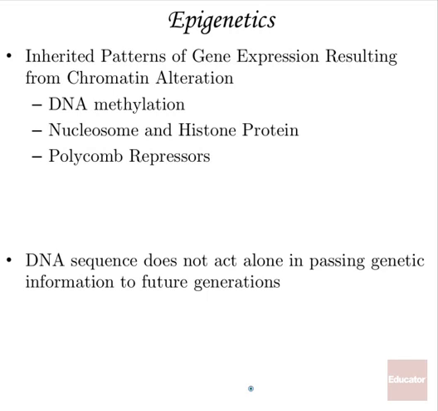So, all right, so this can happen. We'll talk about 3 different ways: DNA methylation, the nucleosomes or the histone proteins, as well as something called polycomb repressors. And a very important point of epigenetics is that DNA sequence does not act alone in passing genetic information to the future generations. Meaning, the methylation state, let's say, of DNA or of histone proteins, right? And the methylation state usually has to do with what genes are silenced or active, right? That is able to be sent from generation to generation.